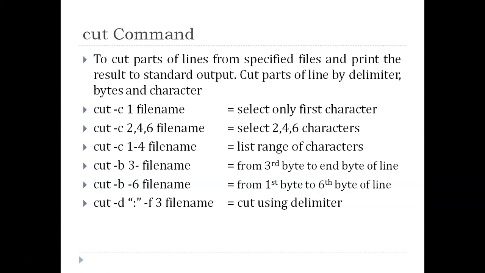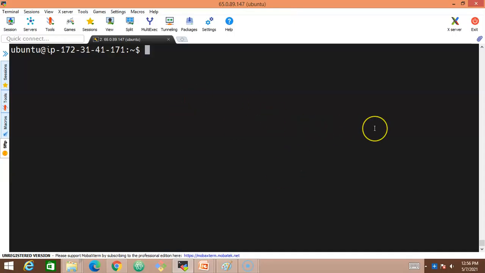It is going to cut till the end of the line, till the end of the byte of that particular line. So let us look into this example practically and try to understand it. Let's use the cut -b option with 3 hyphen, so from the third byte it is going to start till the end of the line, on /etc/passwd. Let us try to understand before executing this command.